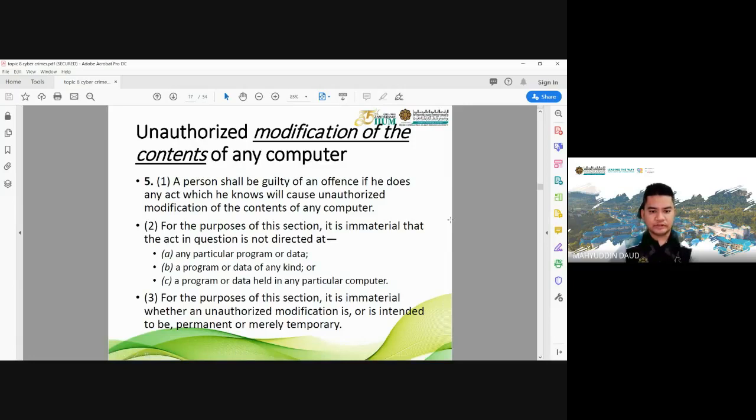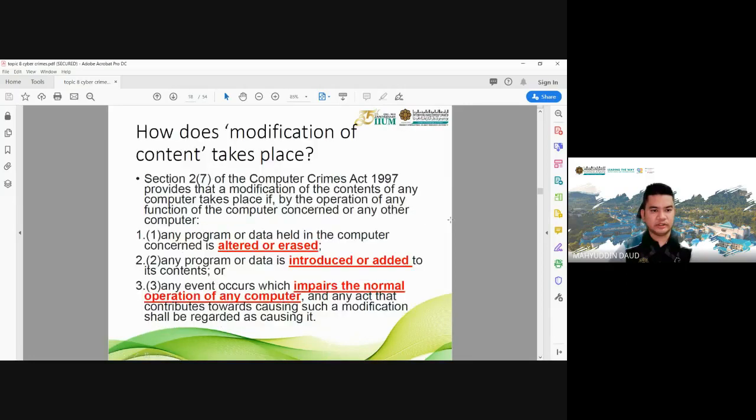So dia sebenarnya very quite broad lah. It does not matter if you try to change a program ke, if you try to change a data, as long as there is a change or there is a modification done to the content of any computer, then it's to be charged under this provision.